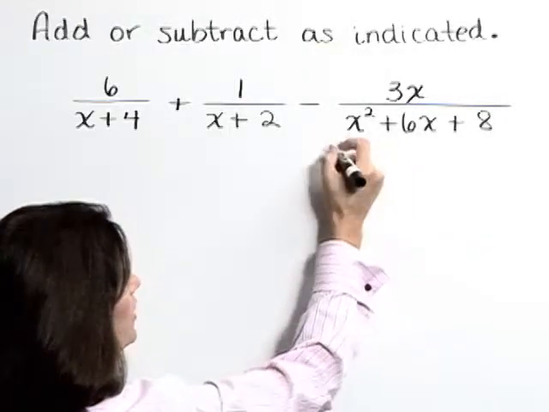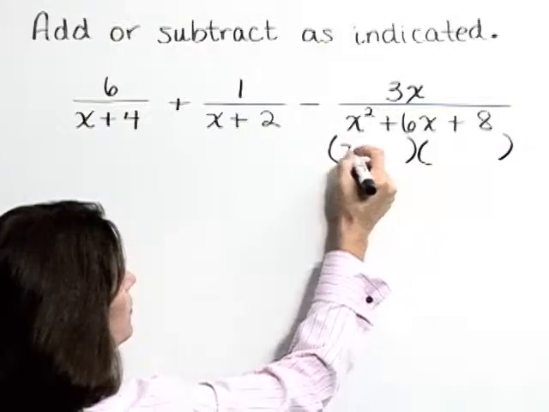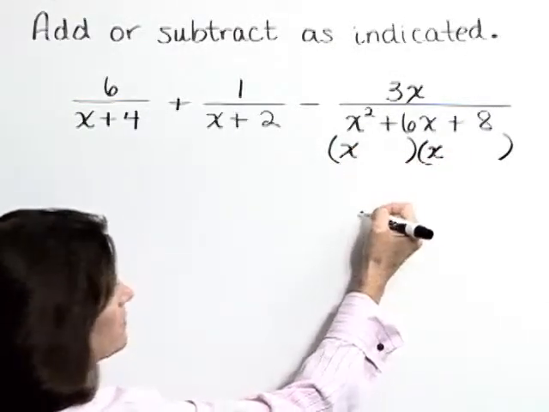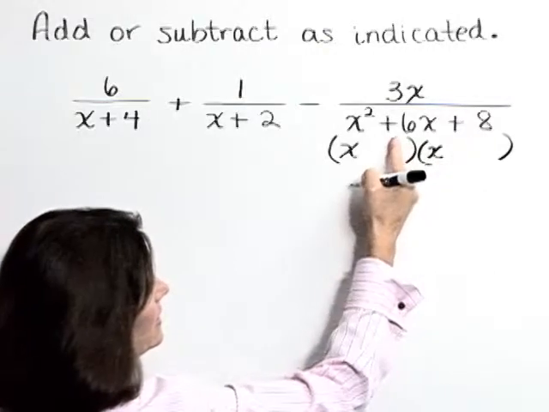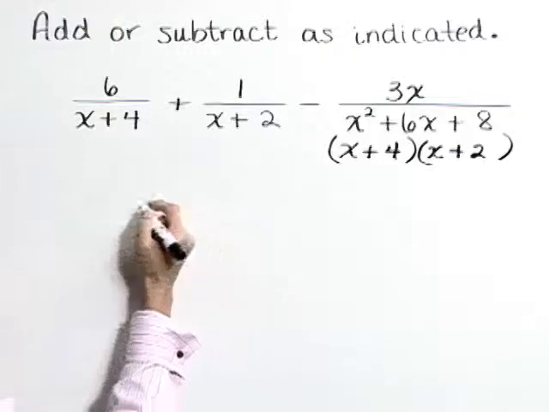We can find that lowest common denominator after seeing each of these in their factored form. So let's factor this trinomial. It factors as the product of two binomials. Leading terms, x times x, give x squared. Factors of 8 that sum to 6 are plus 4 and plus 2.